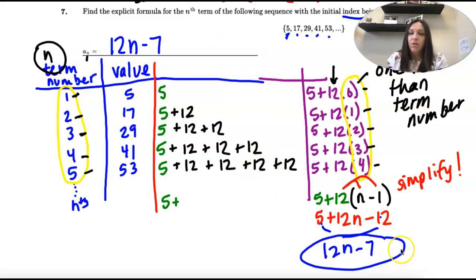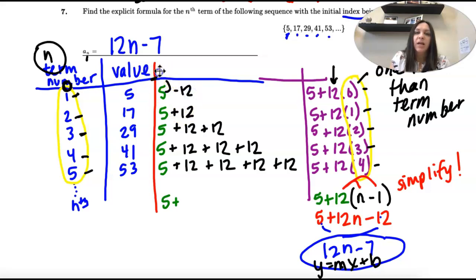So I want you to know that this is a y equals mx plus b. The difference is m, it's 12. The b is actually, if we were to go backwards to the 0 term, to the y-intercept. So if I went minus 12 back, I'd be at negative 7. So we could have just done that, found the difference, and then went backwards. So difference, variable, 0 term.